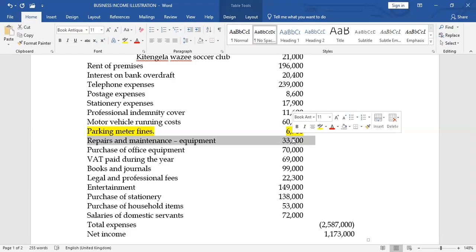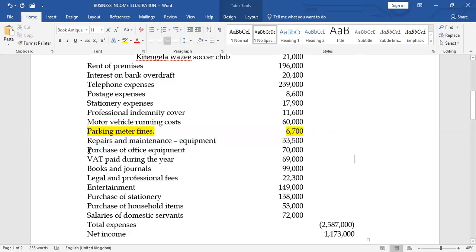Repairs of equipment? Allowable. What about purchase of equipment? Not allowable, because it's a capital expenditure. You are very right.